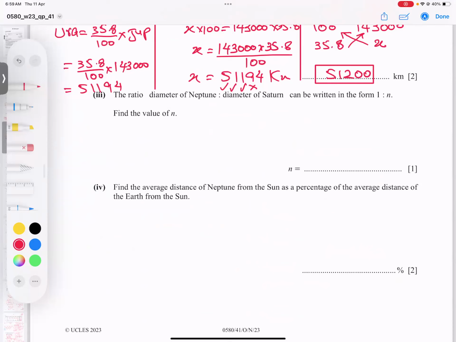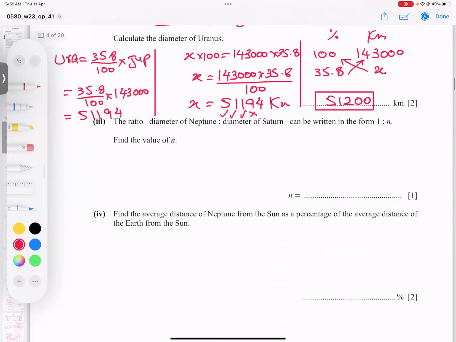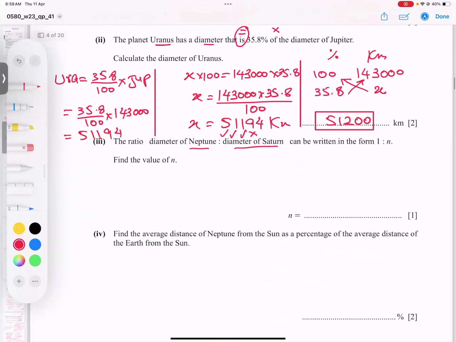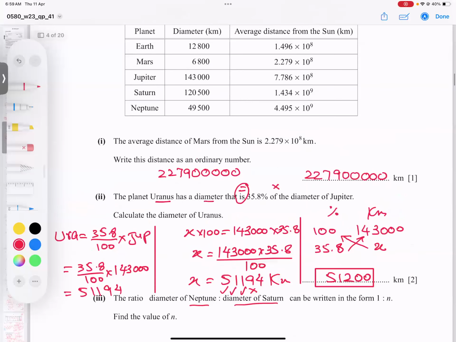The next part is saying the ratio of the diameter of Neptune and Saturn. So two things, Neptune and Saturn, we have to decide. The ratio of the diameter of Neptune and Saturn is 1 to n. Let me write both diameters. Hold on. Neptune is given here as this, and Saturn is given here as this. So I'm writing it now here.